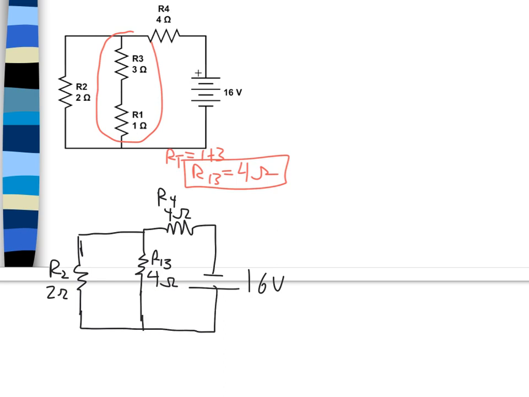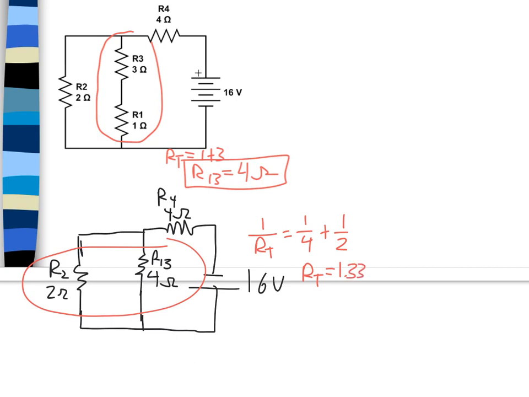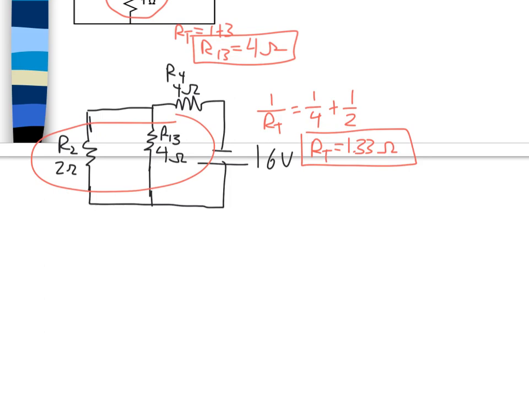All right, and then I'm going to do my next combination, which is going to be these two combined in parallel. So I can say 1 over RT is going to be 1 over 4 plus 1 over 2. And so that combines to be a total resistance here of 1.33 ohms. That's the combination of 1, 2, 3, 1, 2, and 3. And then I'm going to do my final redraw here, combining those, and I'll be left with just a simple series circuit that I can just add up.